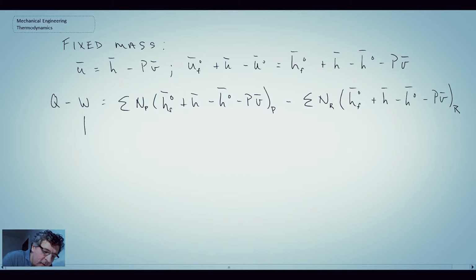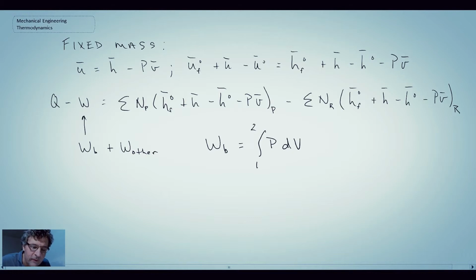And of course, remember work. We said that that would be a combination of boundary work plus other work. And boundary work for fixed mass systems we defined as being integral P dV. So that is the form of the first law that we have. Now what we're going to do, we're going to restrict this for either constant volume or constant pressure.